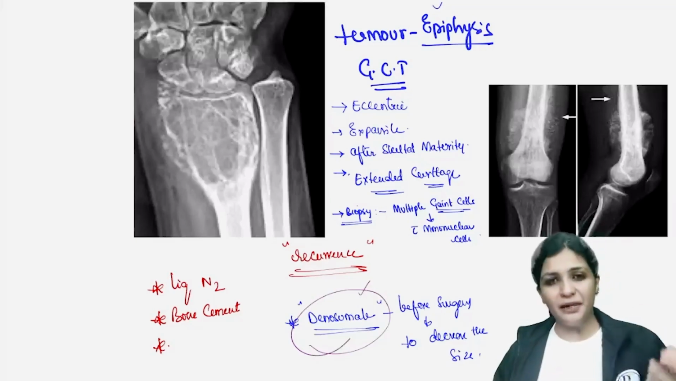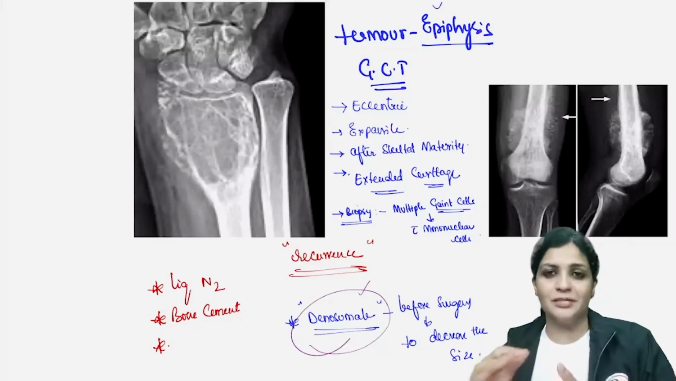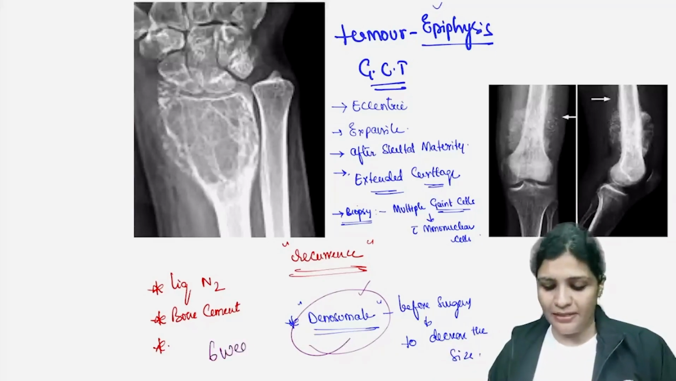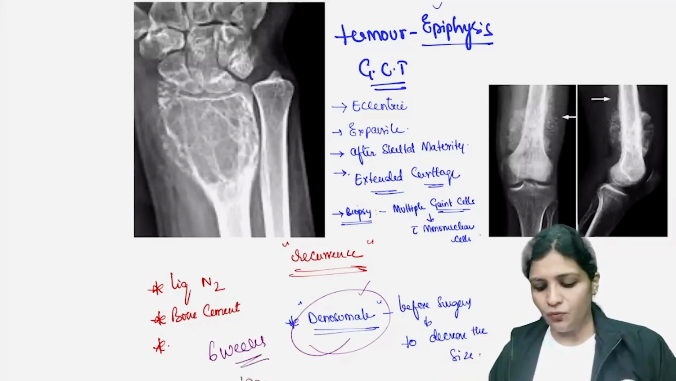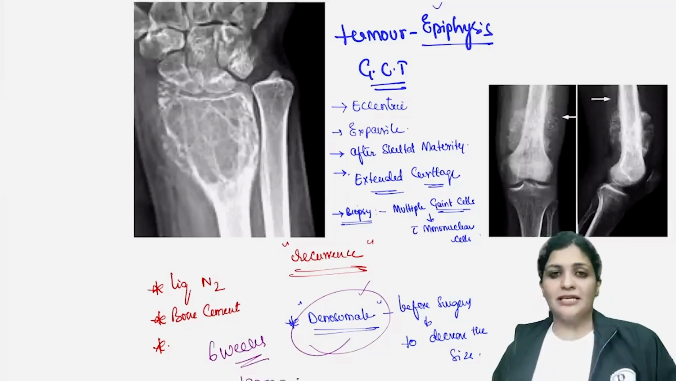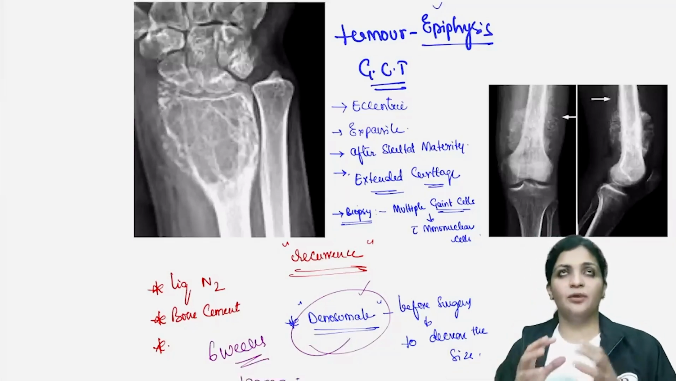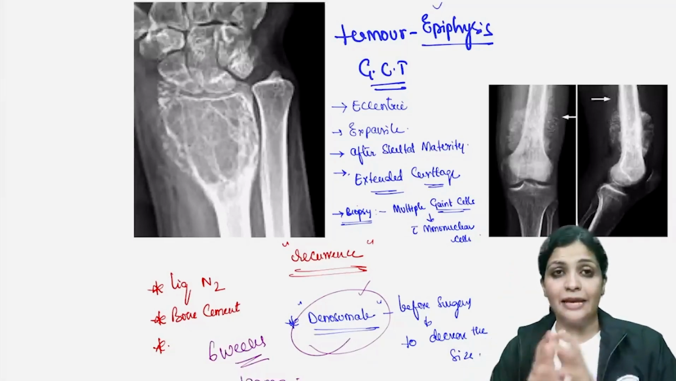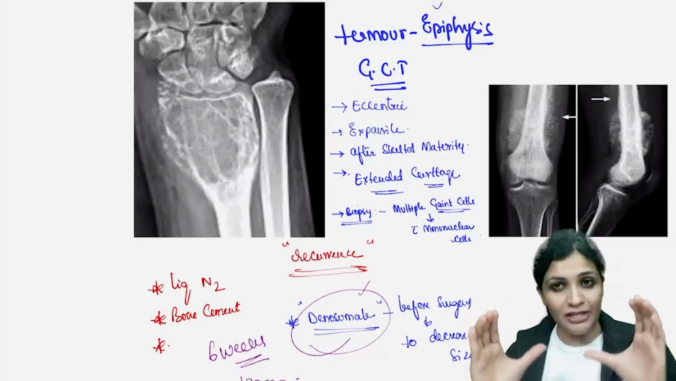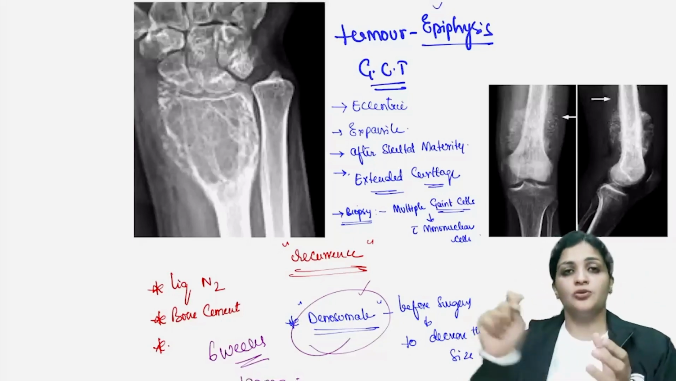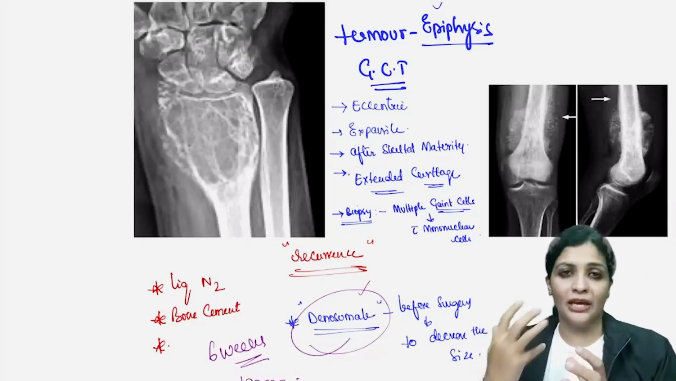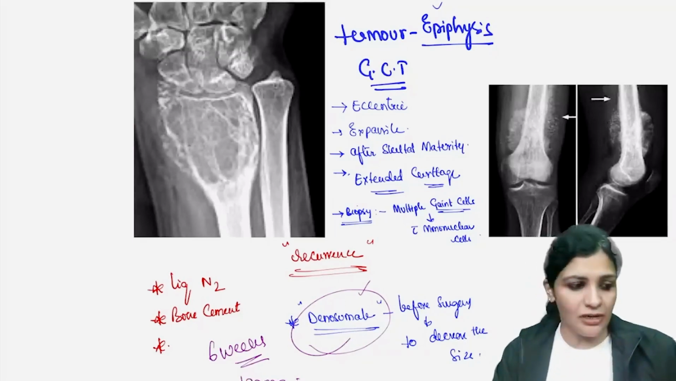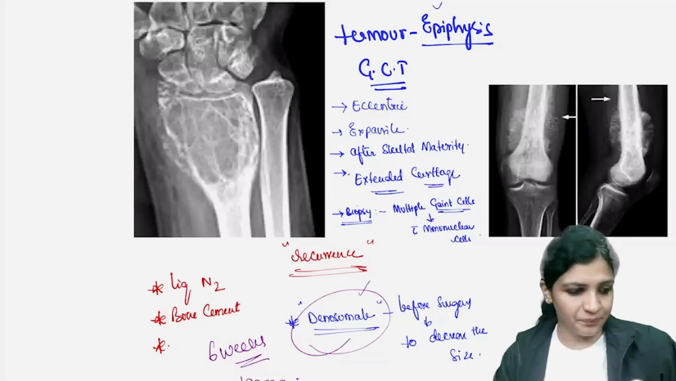Research has been done and it has been proven that 6 weeks of denosumab is given, usually in the dosage of 120 milligrams, so that the size of the GCT comes down, and sometimes there will be a sclerotic margin formed around the tumor, so that this scraping becomes even easier without creating any pathological fractures. So that is about the GCT.